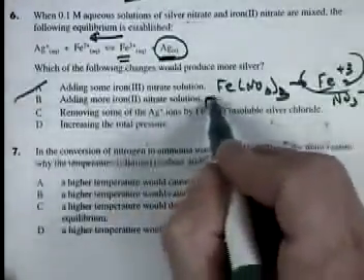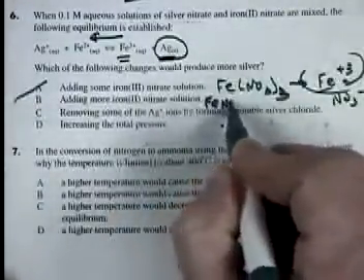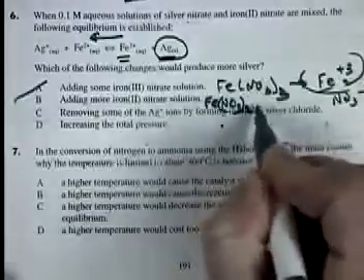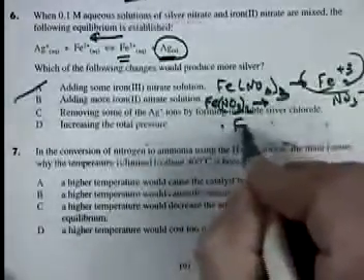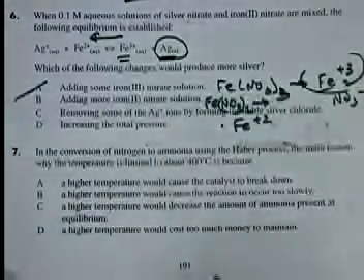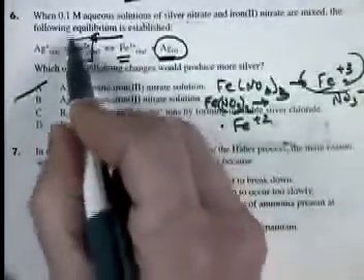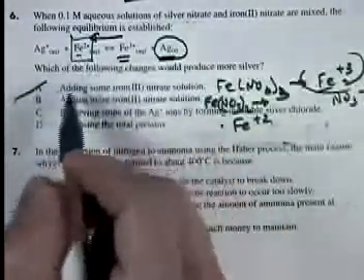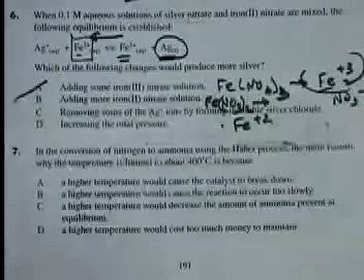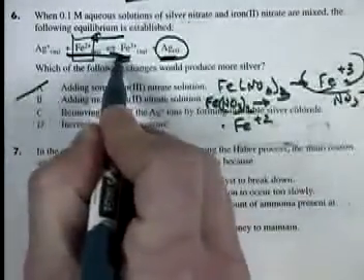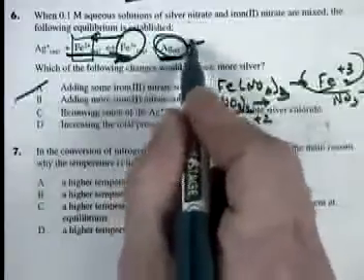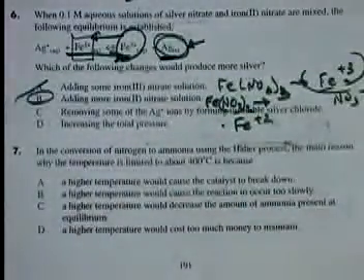Well, now you're adding some Fe(NO3)2, which when it dissociates gives you some Fe plus 2. Hey, what's this stuff right here, Fe plus 2? If I increase the concentration of this, which way should the equilibrium shift? Well, it should shift to the right, correct? And it should give me more Fe plus 3 and more silver. Hey, that's the thing I'm looking for, so B is definitely a good possibility.